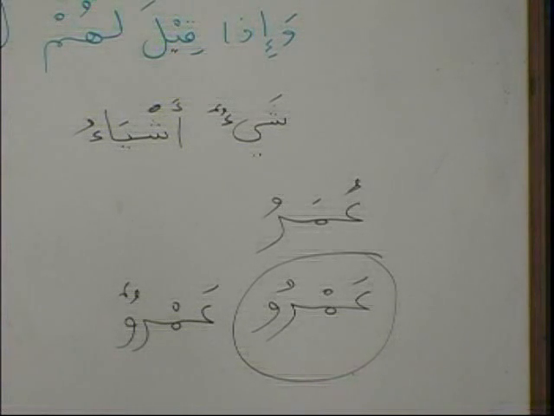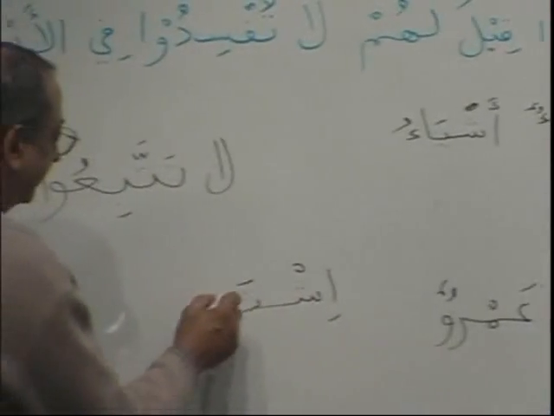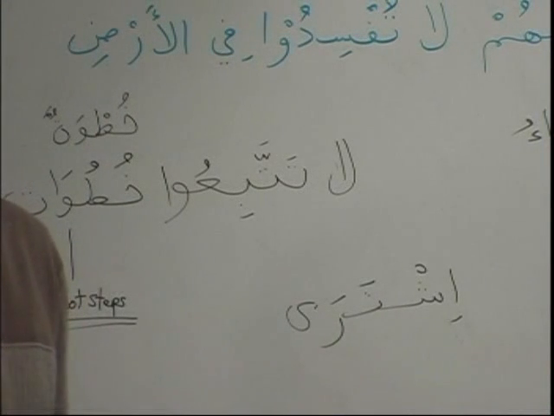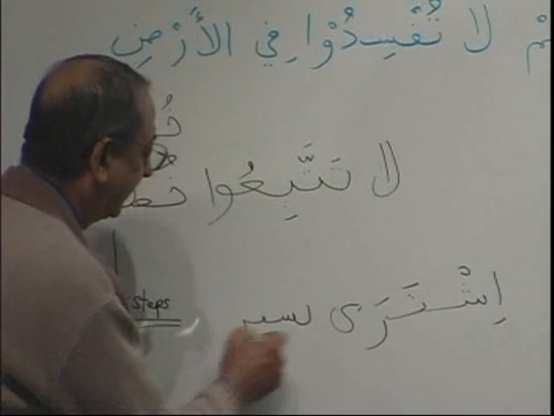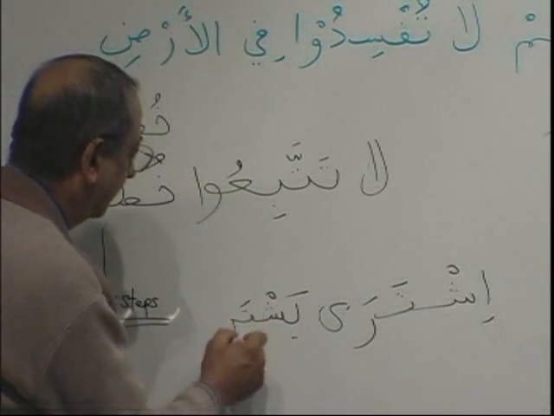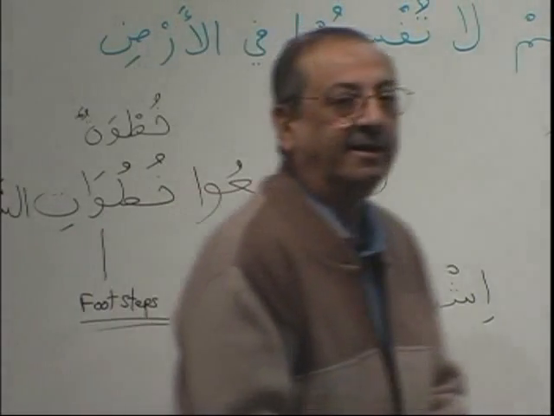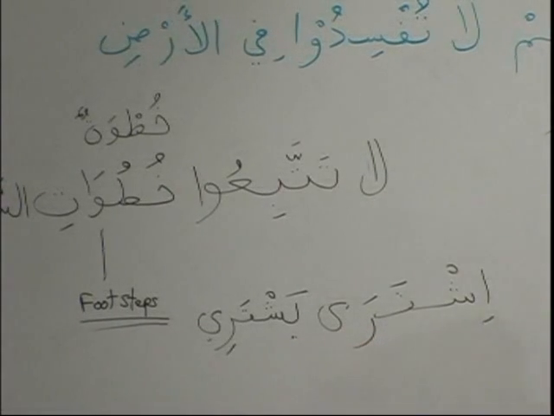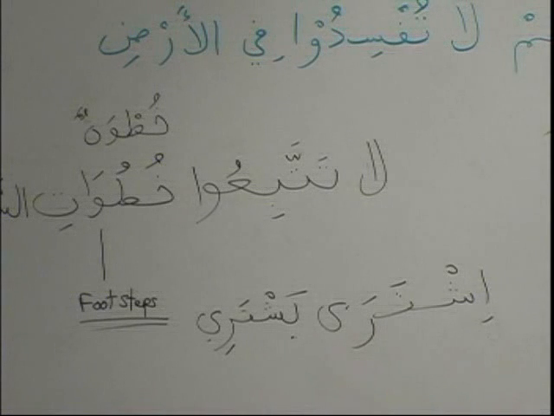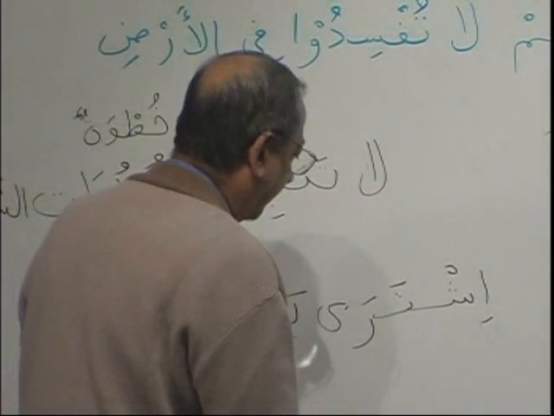Amrun says, Uridu daftaran. I need a notebook. Amashtaraitu. Remember I told you? We did yesterday. I'll do it again. Ishtara. What will be the mudari? Yashtari. Mudari will be yashtari. Okay, brothers and sisters. Again, as you can see, the Lam Kalima is a weak letter. It will not conjugate in a normal way. So we are going to leave it. Ishtara, if you put Nunu Niswa there, what will happen? Ishtarayna. Are you with me?